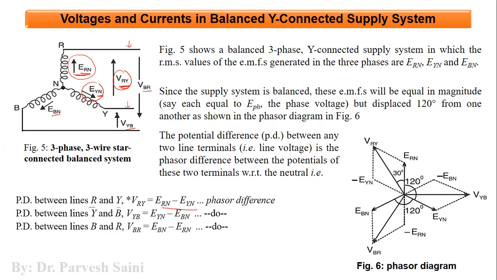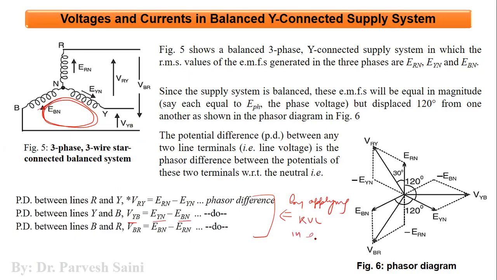Similarly, the voltage between the line Y and line B is VYB, which is the phasor difference of the two phase voltages associated here. As you can clearly see, there are two phases here, this one and this. If you apply KVL in this particular mesh, you will get VYB equal to EYN minus EBN. So these equations have been obtained by applying KVL in each loop.